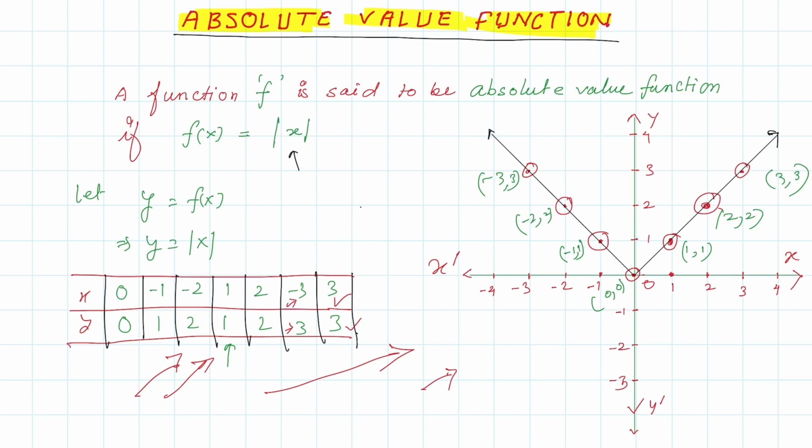Okay, so that's why the domain should be here. The domain of this function will be real numbers, the set of all real numbers. Okay, but in the range you will get only positive numbers, that's why including 0. Including 0, so the closed interval 0 to infinity. This is the range of this function. This is the domain, this is the range. So I hope you have understood this.